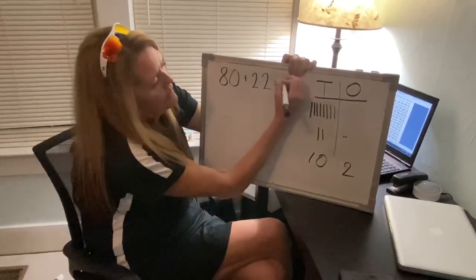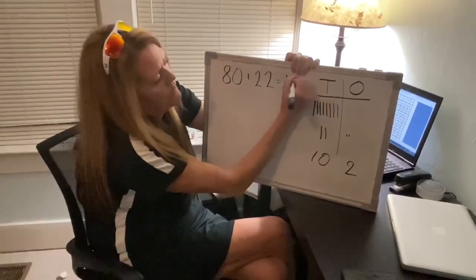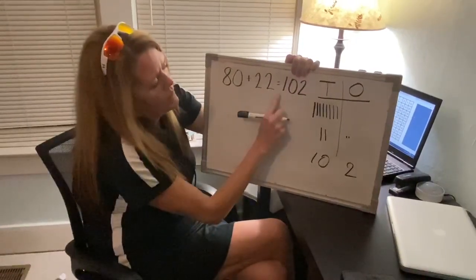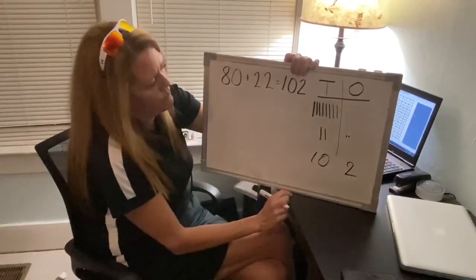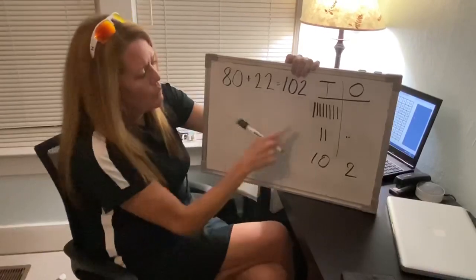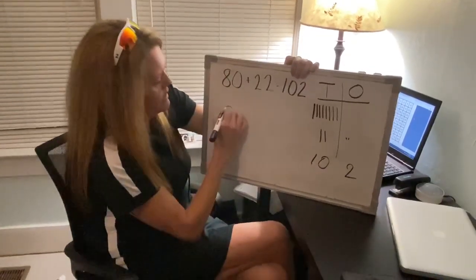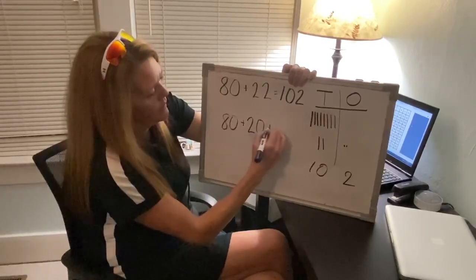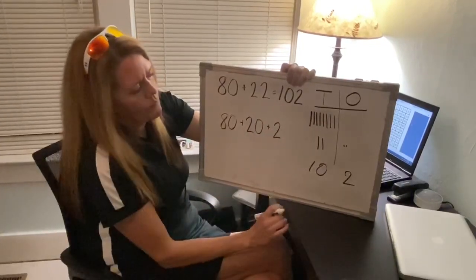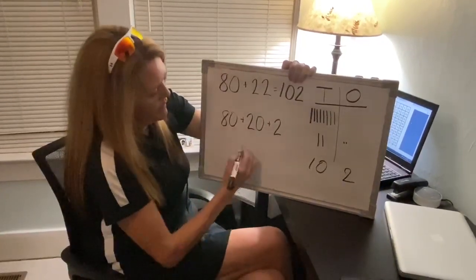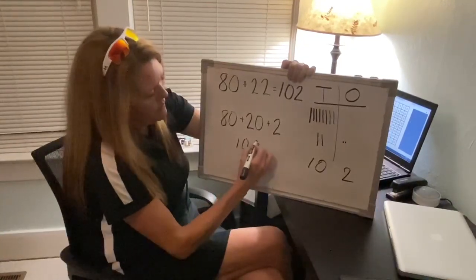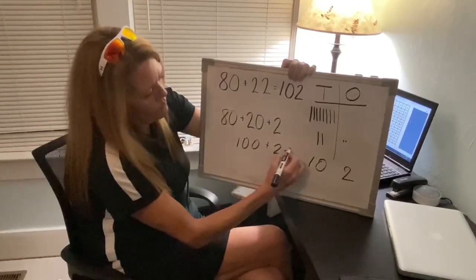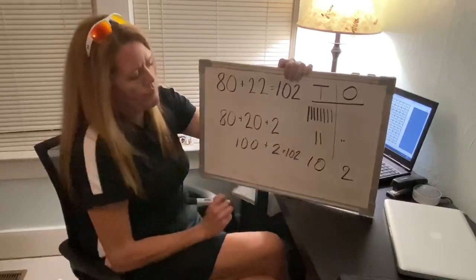And we can write that like this. 102. So that one was a little bit tricky. We can also think of it this way. 80 plus 20 plus 2. When you add your 80 plus 20, that gives you 100 plus 2 equals 102.